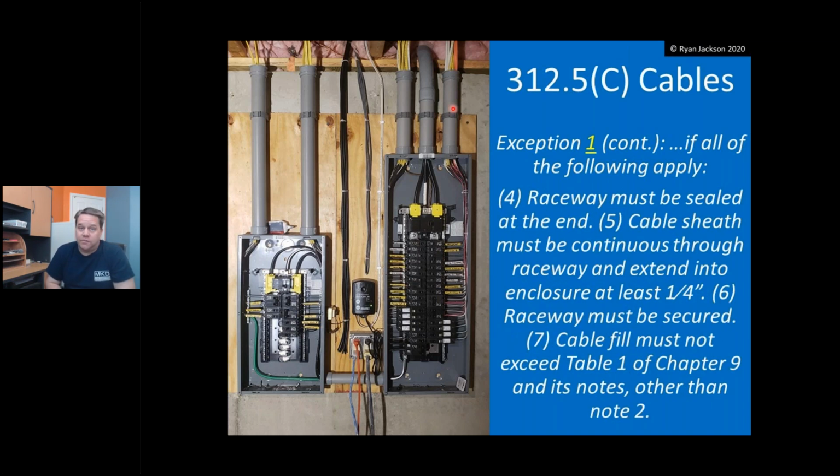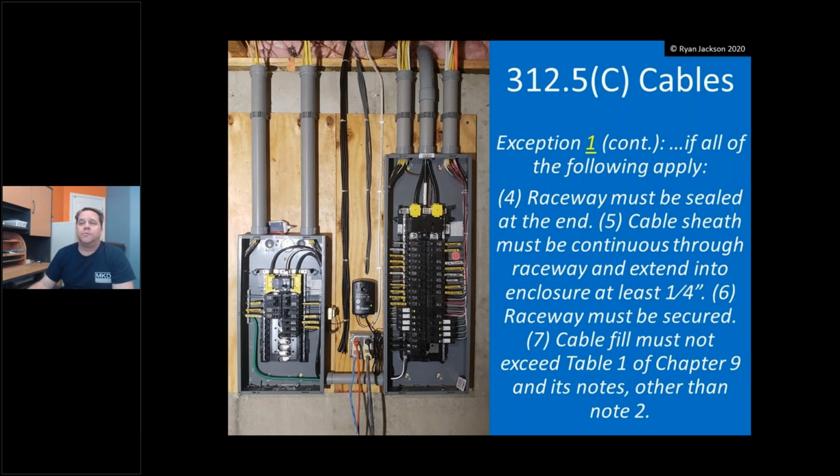Item 4, the raceway has to be sealed at the end, and it is. Inside of these raceways, we've got duct seal, the gray kind of putty material, so that's good. And then item 5, the cable sheath must be continuous through the raceway and extend into the enclosure at least 1/4 of an inch. We can't strip the jacket and just push the wires down. It's got to go all the way through the raceway, at least 1/4 inch.